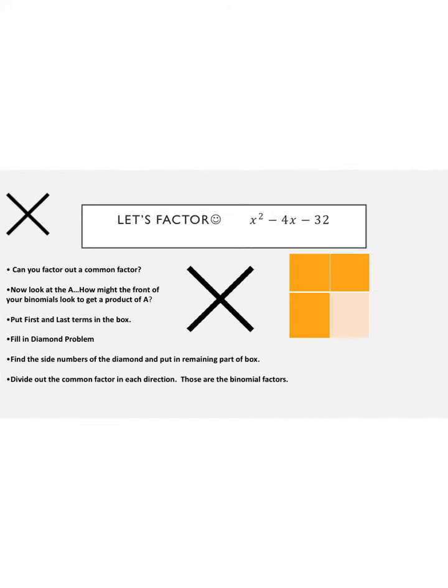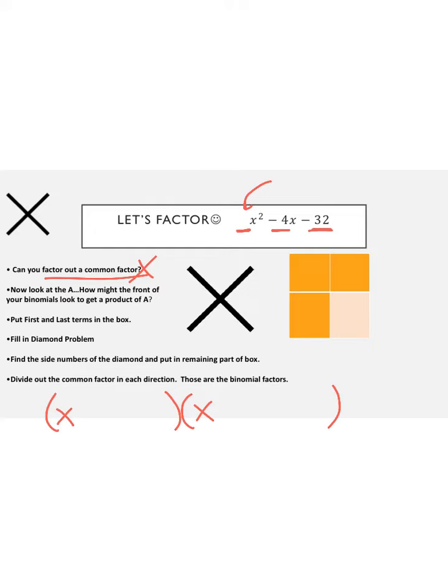Okay, so this one I'm going to do pretty quickly. First, can you factor out a common factor? We look at x squared, there's an invisible 1 there, and then negative 4 and a negative 32. The biggest number you could divide out is 1, so we don't have to worry about that. Then we're going to look at a, and how can we get 1x squared? There's only one way to get that, so we know that our factors are going to look like x something, x times x is x squared.